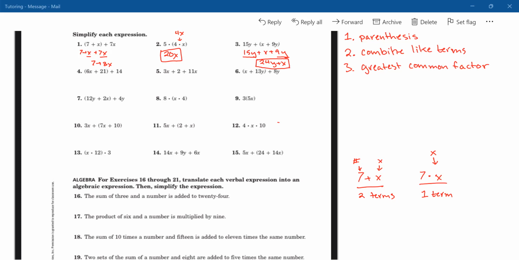Now let's do number 4. I want you to take a minute to pause the video and try to solve this by yourself before we go through it together.